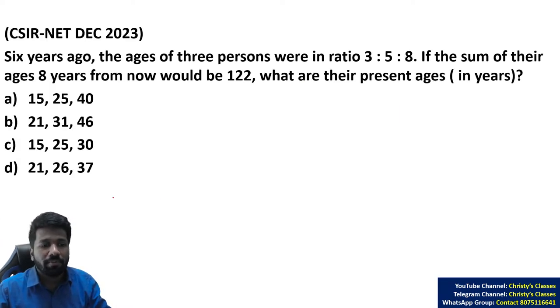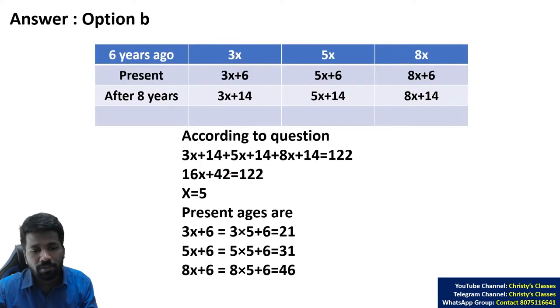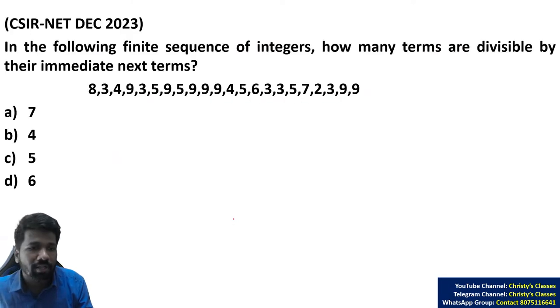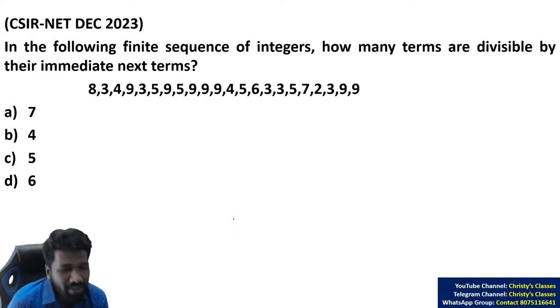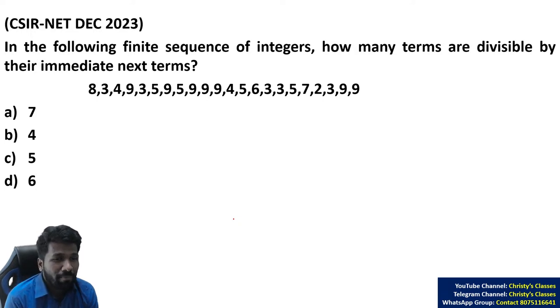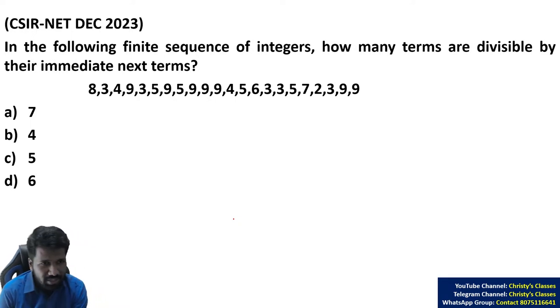Similarly, 2023 mein ek aur age problem tha, dusra subject question paper mein. This question you can try as homework, iska solution bhi. You can pause the video and check the solution. Option B should be the correct answer. And 2023 mein, this is again, whether we can consider it as a reasoning question or number system question, it can be debatable because dono ka idea hai, but basically it is a reasoning question itself.